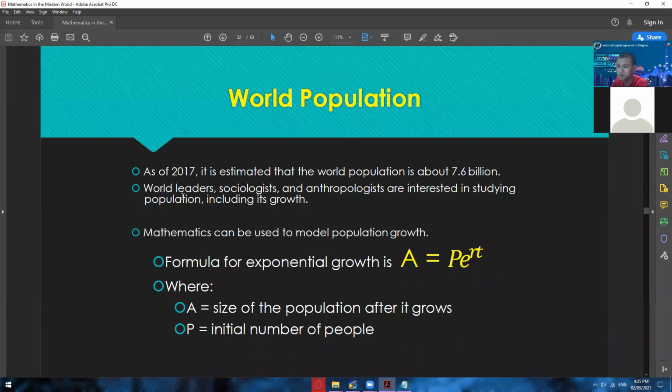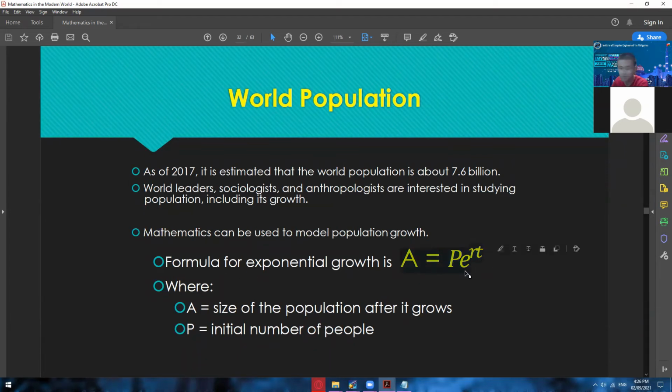billion. So world leaders, sociologists, and anthropologists are interested in studying population, including its growth. So we are computing when we are going to reach the 10 billion population in the entire world. So mathematics can be used to model population growth. The formula for the exponential growth is this one.